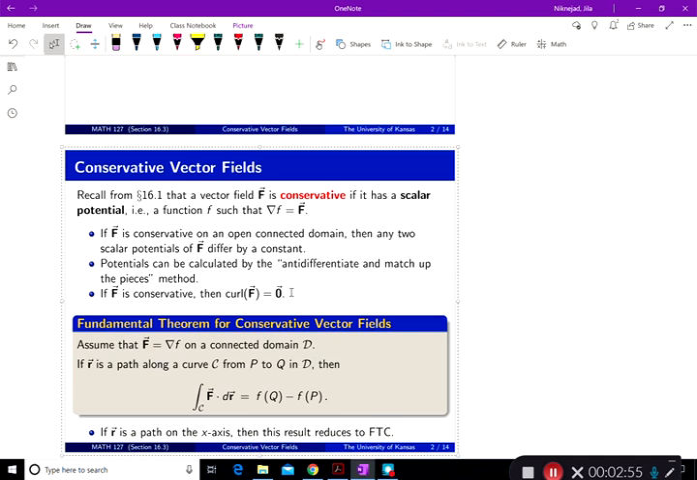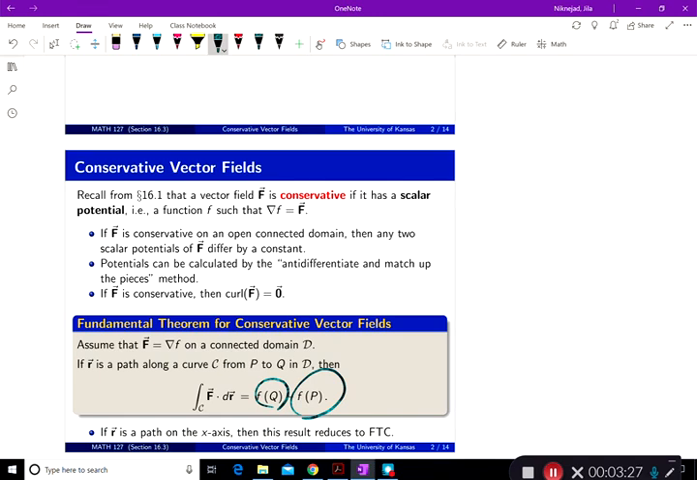If r is a path along a curve C from point P to point Q in D, then the vector line integral over curve C of the vector field F dot dr is equal to the potential function evaluated at one endpoint, minus the potential function evaluated at the other point.